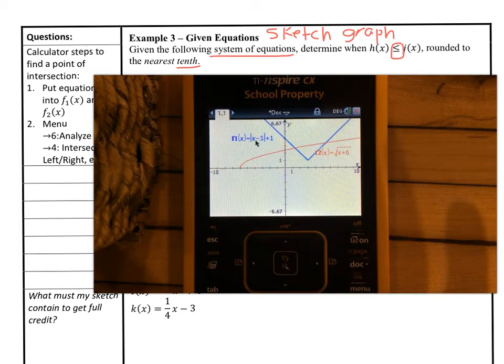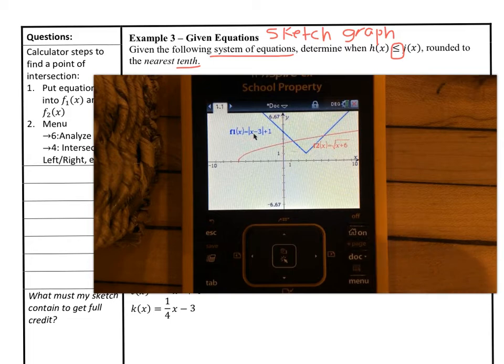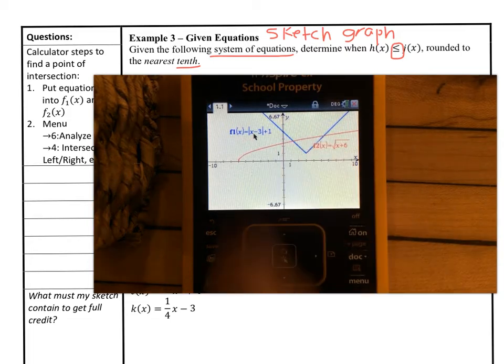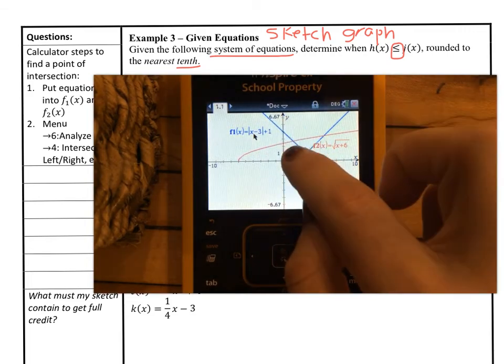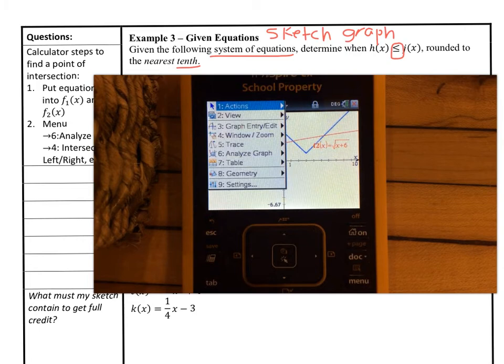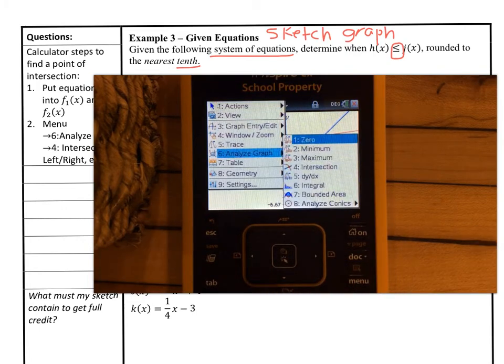And now what we want to do is find some critical values from our graph using these buttons on our calculator. So the very first thing we want to find are the intersection points, where the two graphs intersect or where they're equal to each other. So on this graph where the blue intersects the red. So the first thing you hit is menu. Go down to number 6 is analyze graph. And then down to number 4 is intersection.